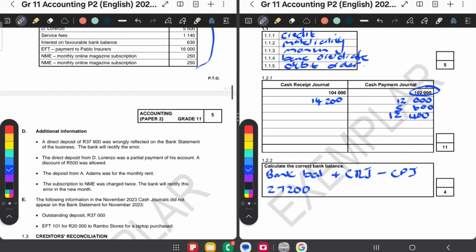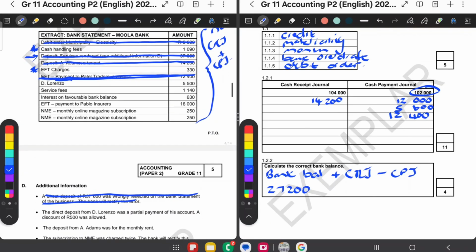If you read your information here below, it says, let's just cancel this, we've dealt with that: a direct deposit from D. Lorenzo was a partial payment on his account. So this is a debtor who paid us. A discount of 500 Rand was allowed, but we don't want to know about the discount. We just want to know how much money we received. We received 5,500 and we didn't record it, so it goes to the CRJ. We made the mistake. So let's put in 5,500. Okay, let's cancel that.